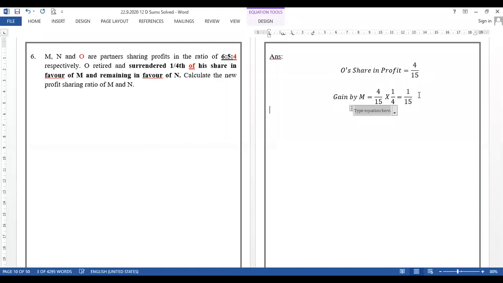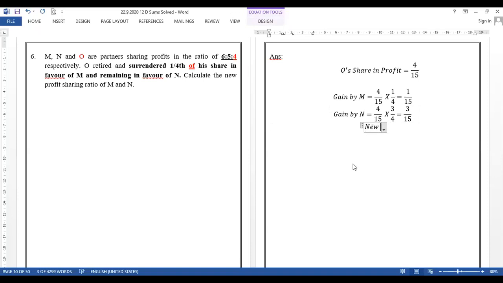In the same way, now the gain by N, the remaining share, right? So 4 by 15, the remaining share is 3/4 of his share, right? That is in favor of N. So again 4 gets cancelled, so 3 by 15 is the gain by N.